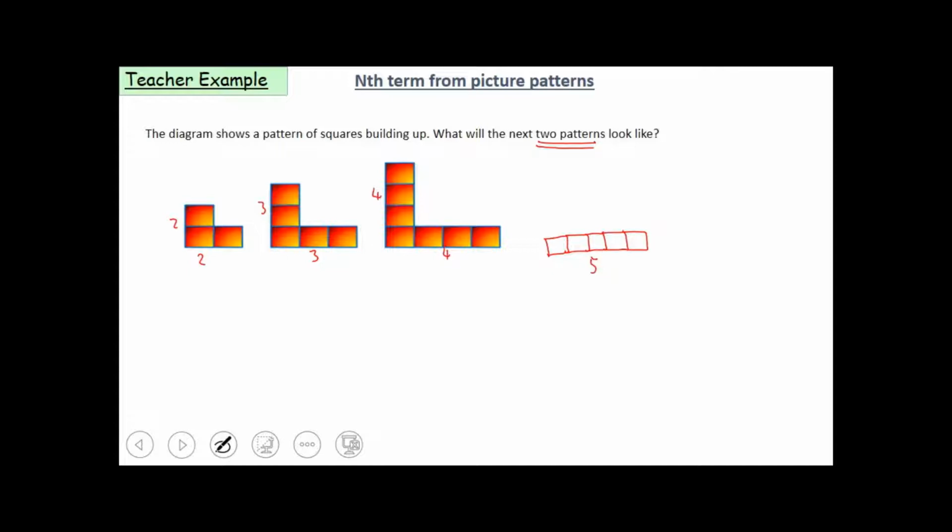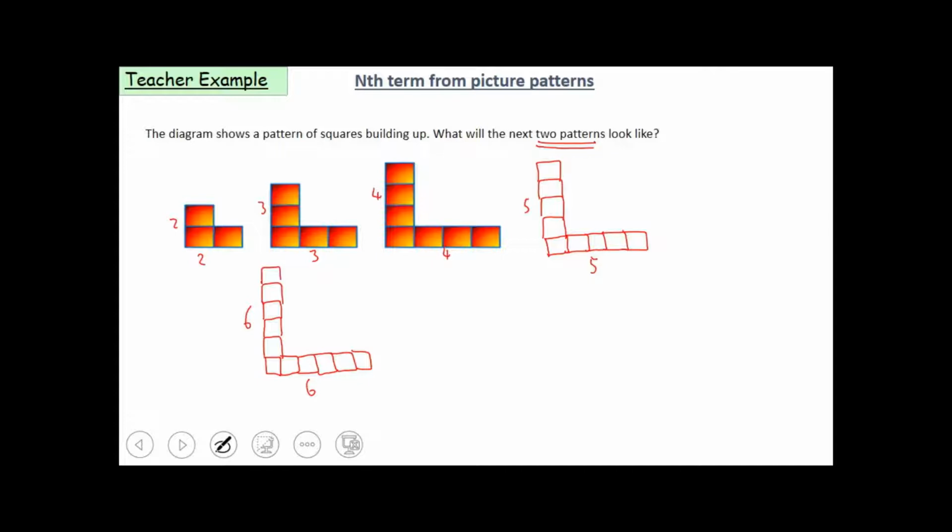So we've got one up here already, two, three, four, five. So you've got five squares going across. And the next one after that, we need to have six squares going across. So we've got one, two, three, four, five, and six. And we need to make sure we've got six going up. So we've got one already there, two, three, four, five, and six going up there.